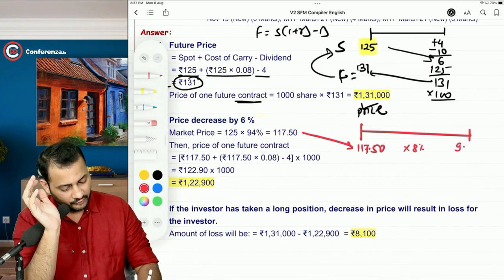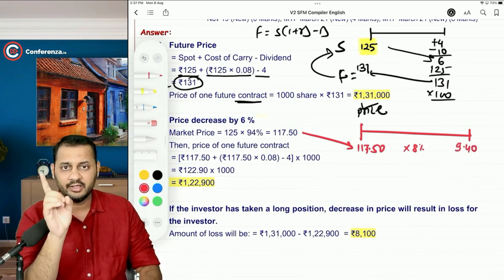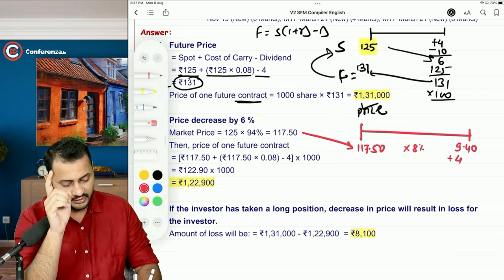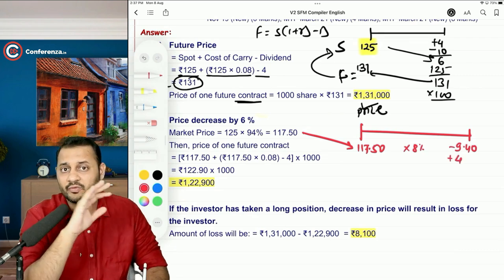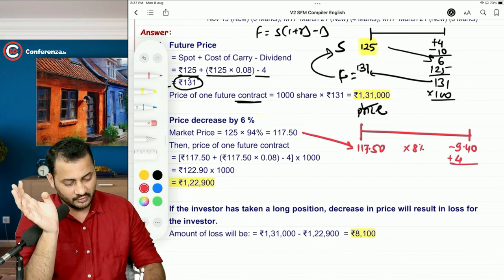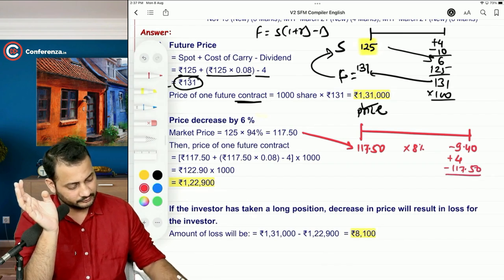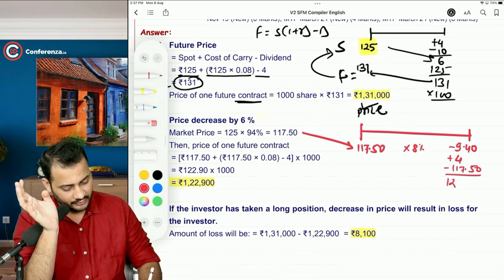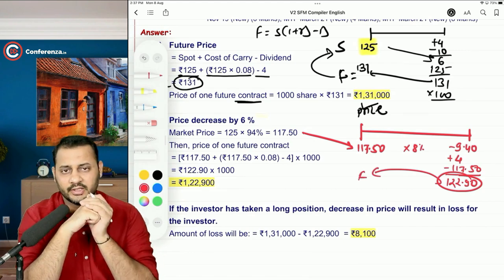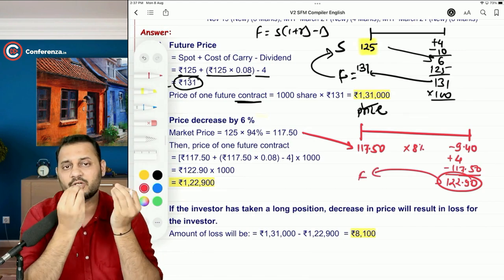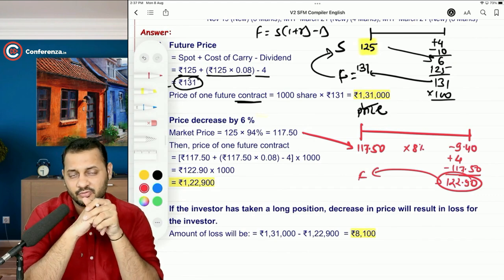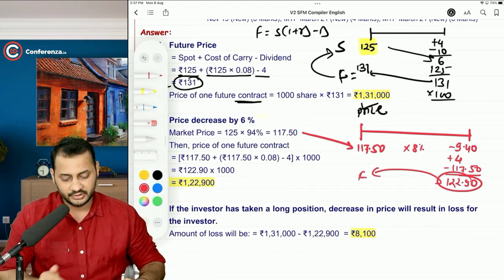So 9.4 rupees of the interest you are going to pay at the end of the year, 4 rupees of the dividend you are going to receive. The dividend amount will not get reduced, and you are going to repay the principal as well, 117.5. The net amount is 122.90. This is going to be the forward price in the derivatives market, because that is the cash outflow in the spot market for the same purpose, for the same position. Understood the logic?